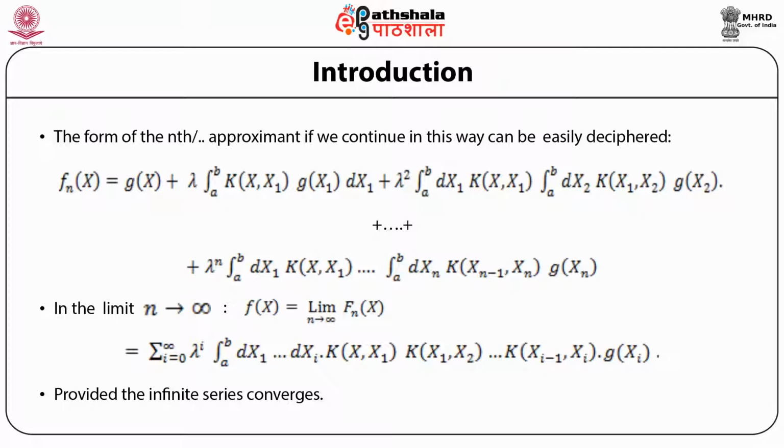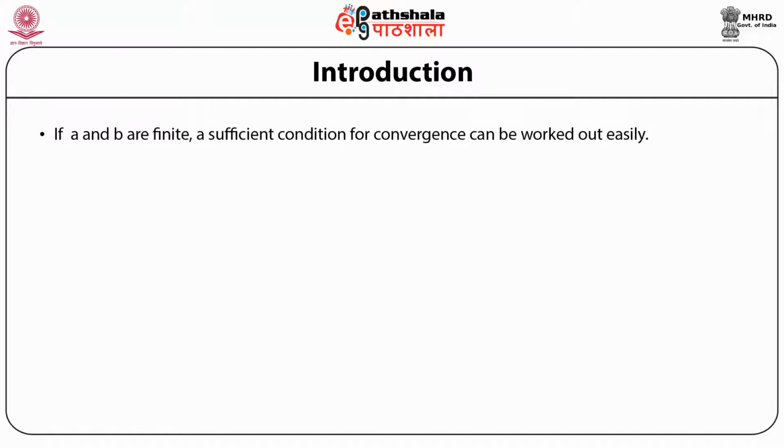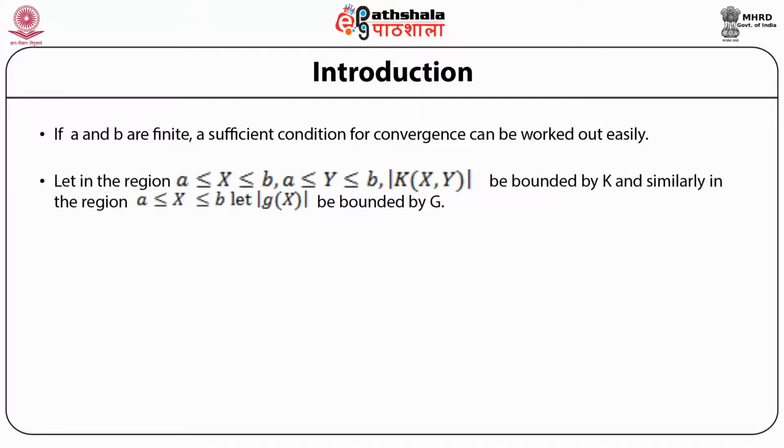Now we have to see whether the series exists or not, whether the series converges or not. If the limits a and b are finite, a sufficient condition for convergence can be worked out easily. Let the variable x lie in the region a to b and another variable y lie in the region a to b. Then the kernel K, which is a function of two variables x and y, is assumed to be bounded by some number capital K, and similarly, in the region x lying between a and b, let the modulus of g also be bounded by a number capital G.